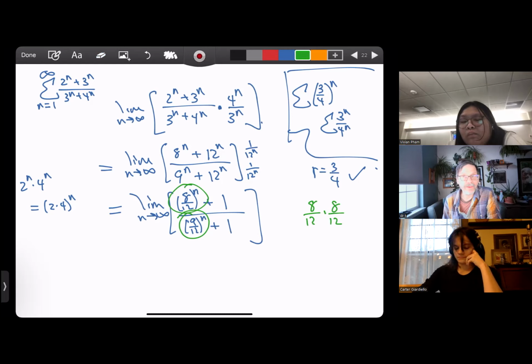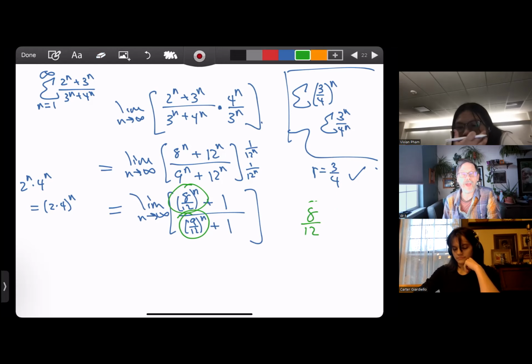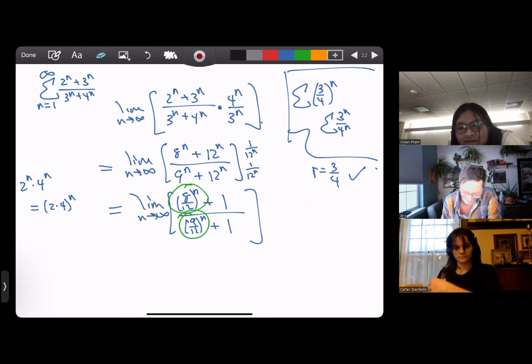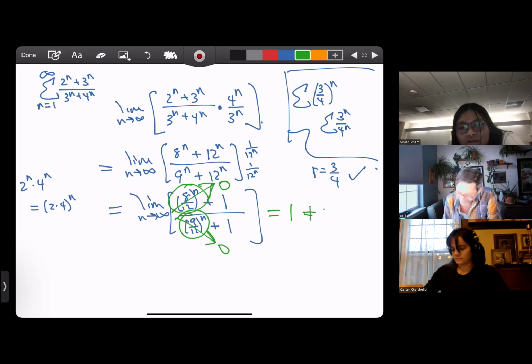Does that make sense? When you multiply 8/12 by anything, it gets smaller because that's just a fraction. So it goes to 0 then? Yes, that goes to 0 because 9/12 is the same thing. And so the answer is 1. So it converges, indeed. It's not equal to 0, so by the LCT, it converges. Yes.